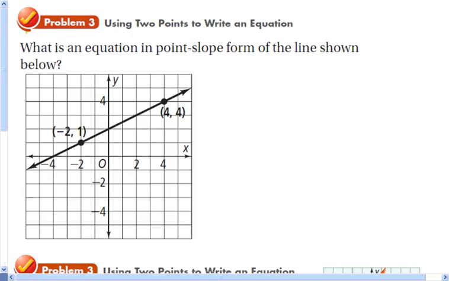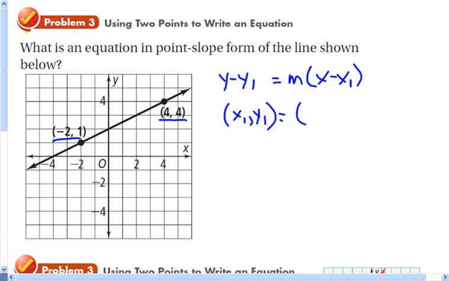All right, what is the equation in point-slope form of the line shown below? We want to put it in point-slope form. We need to find the slope. So we really need a y value, and we need a slope, and we need an x value. Now for my y value and my x value, I can pick either point that I want. I'm going to pick 4, 4. So I'm going to say my x sub 1, y sub 1 that I'm going to use is 4, 4.